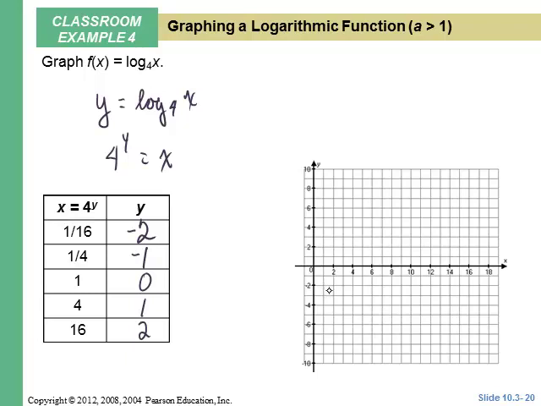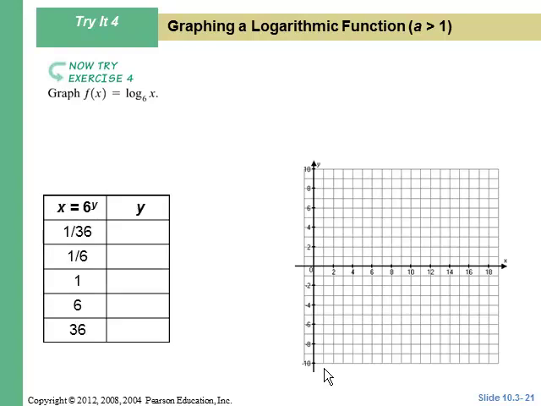So at 1/16, we're at -2. At 1/4, we're at -1. At 1, we're at 0. At 4, we're at 1. And at 16, we're at 2. So you see it comes in like this. Boy, that was not a very steady hand. You try this one.